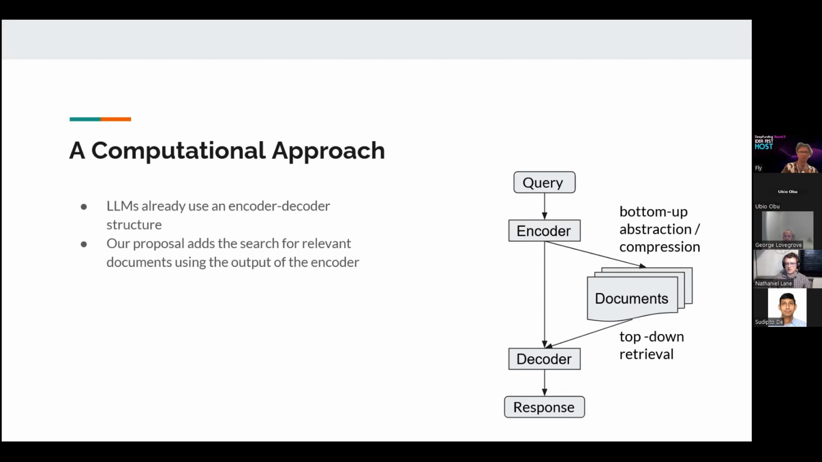And we feed both pieces of information into the decoder, which is really the missing piece of the puzzle right now in LLMs, is that only the information from the encoder is fed into the decoder.